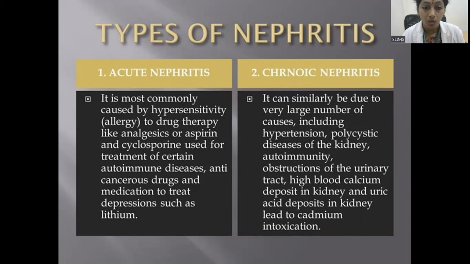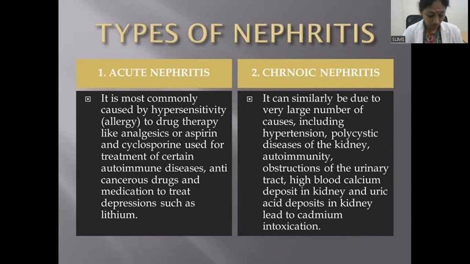Coming to chronic nephritis, it can be similar, but it has a very large number of causes, mainly hypertension, polycystic kidney disease, autoimmunity, obstruction of the urinary tract, high blood calcium deposition in the kidney, as well as uric acid deposition in the kidney, which leads to cadmium intoxication.